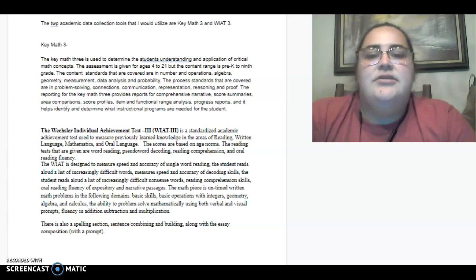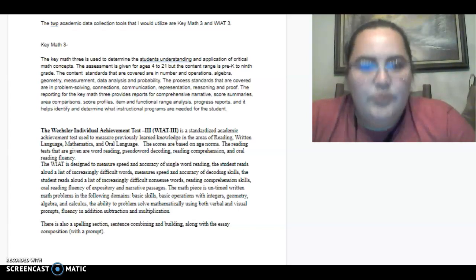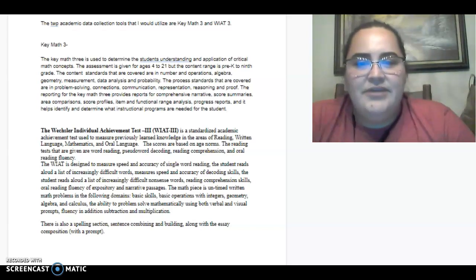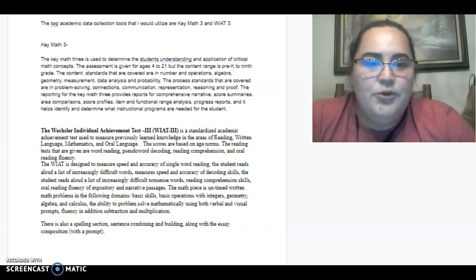The content standards that are covered are number and operations, algebra, geometry, measurement, data analysis, and probability. The process standards that are covered are problem solving, connections, communication, representation, reasoning, and proof.